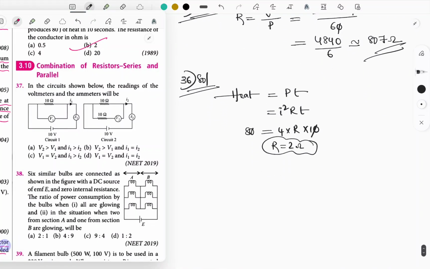Okay, very good. So let's move on to the questions based on combination of resistors, series and parallel combinations.